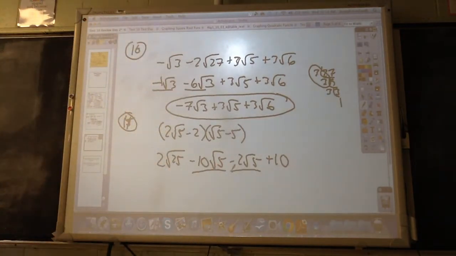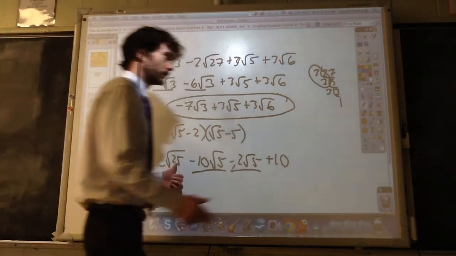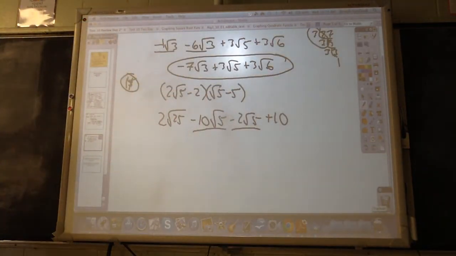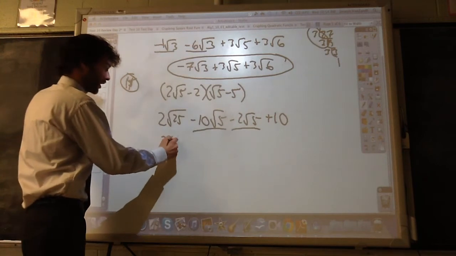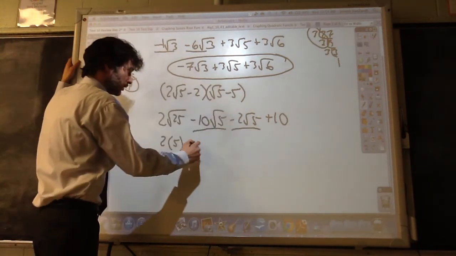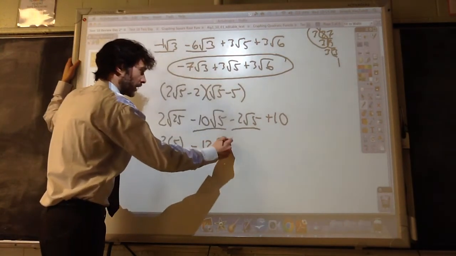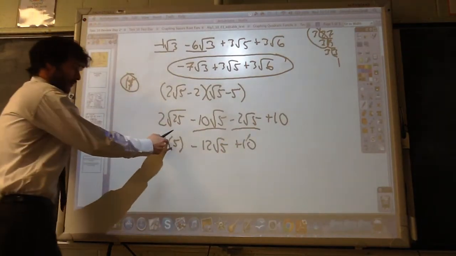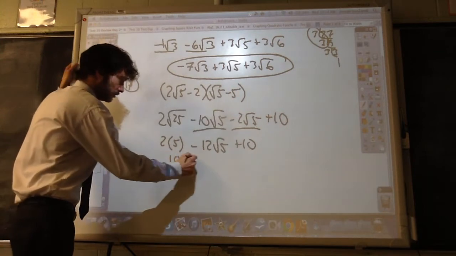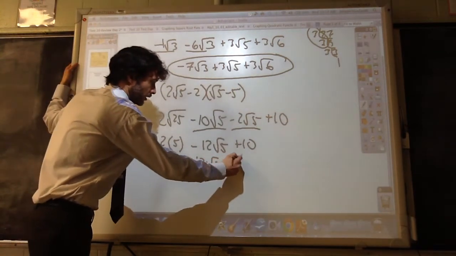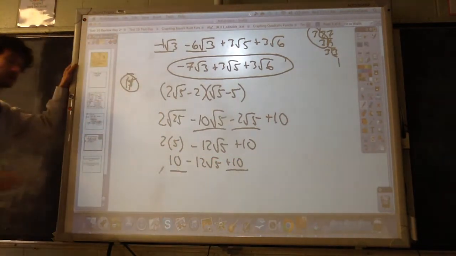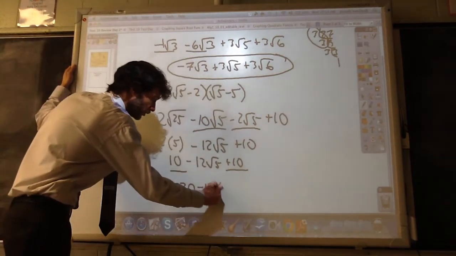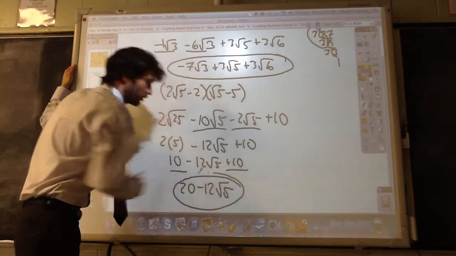What else can I do? 25 can be factored. I don't even have to factor it. 25 is a perfect square. What's the square root of 25? Alright, so this ends up being 2 times 5. These combine to be negative 12 square root of 5, and this is still a plus 10 for now. 2 times 5? 10. And now there are more like terms that have emerged. And so I end up with 20 minus 12 times the square root of 5.